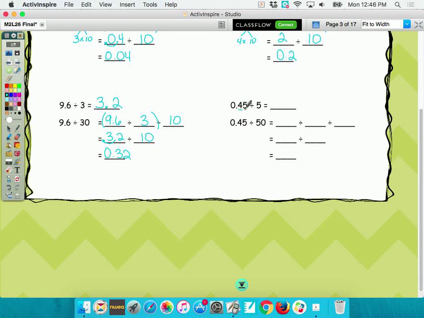So 45 hundredths divided by 5. Tell me the answer in unit form. 9 hundredths. Okay, so what do you think the answer is to this one? 9 thousandths. Okay. Let's see if you're right. Okay, so if I do the decimal hop on this, we got it right, didn't we? Yep. Okay, let's keep going.